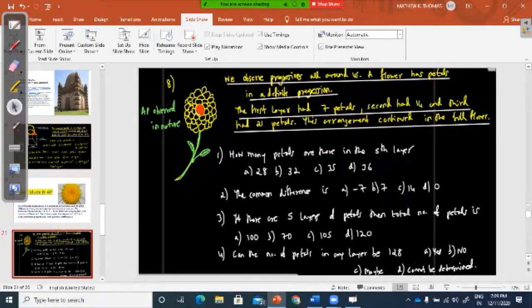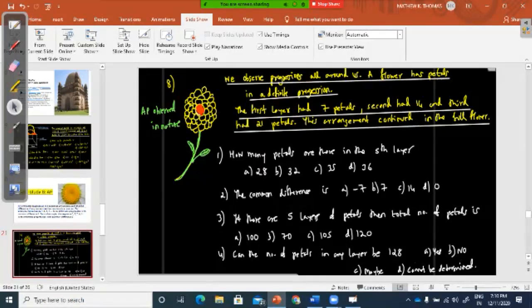See, this is a flower. So all the questions, if you have observed in case study, are related to application of maths. It's not something which is very directly lifted from the book. Now, if you look at the flower, we observe the progressions. All the flowers have petals in a definite progression. The first layer has 7 petals, the second one has 14 petals, the third has 21 petals, and this arrangement continues for the full flower. So 7, 14, 21.